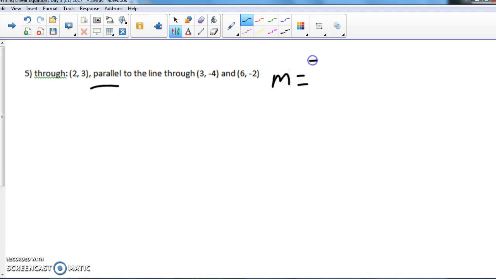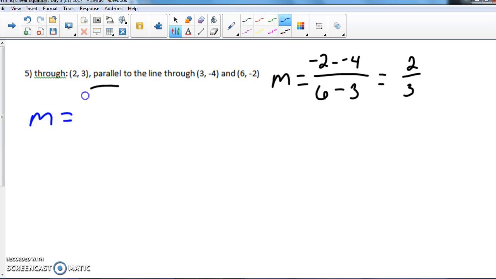I'm going to say y2 minus y1 over x2 minus x1. That gives me my slope as a positive 2/3. Now, if my line is parallel, I want to use that exact same slope. So I want to use that slope of 2/3, and my point is 2, 3. Lots of 2's and 3's. Again, pause the video, see if you can find this equation, and then check your work with me.